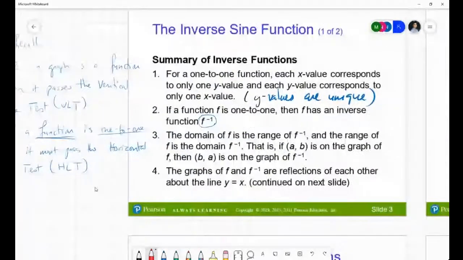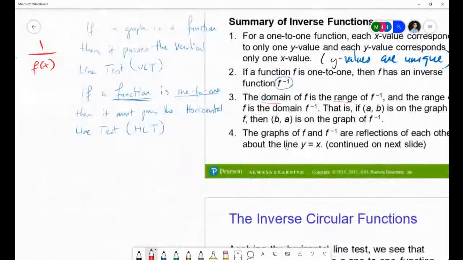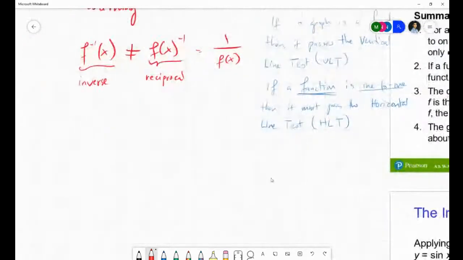All right, so whenever you are looking at the inverse, the domain and range will switch. So basically the domain will become the range of the inverse, and the range will become the domain of the inverse function. And graphically, the graph will reflect across the line y equals x.